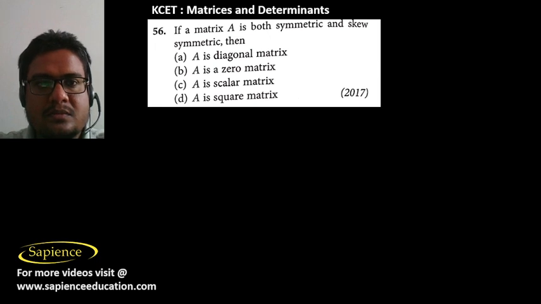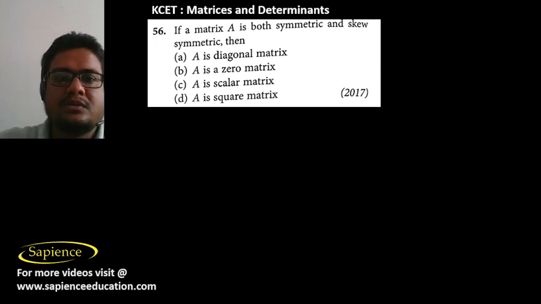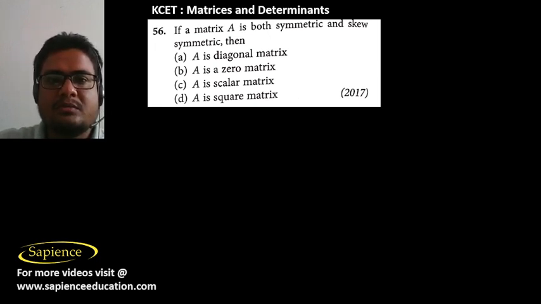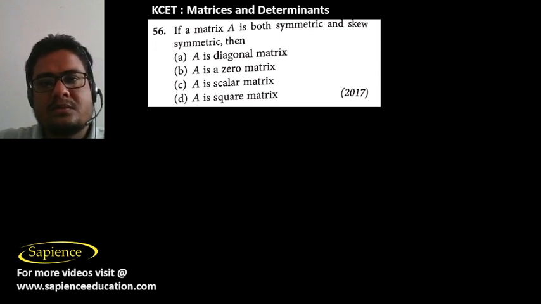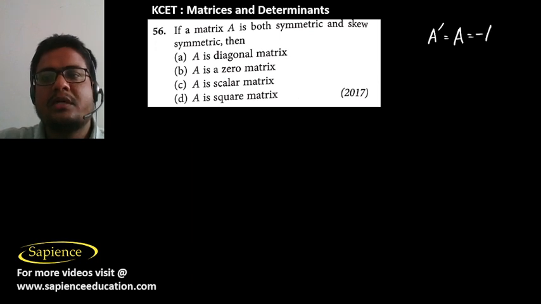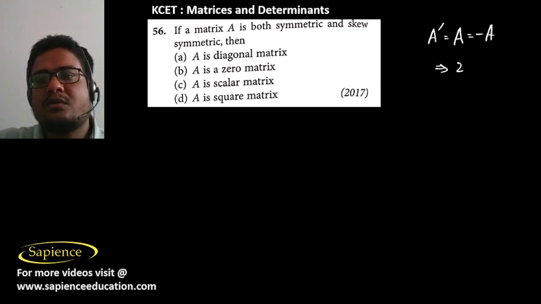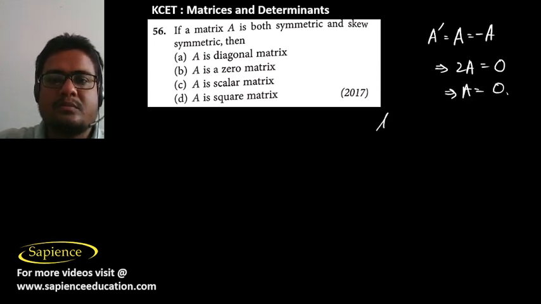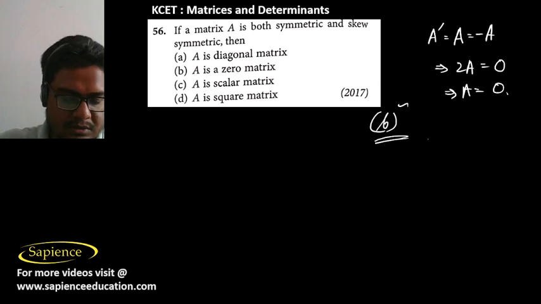So then in question number 56, it is told if a matrix A is both symmetric and skew symmetric, then A is what? A matrix A is both symmetric and skew symmetric. It means A transpose is equal to A, which is also equal to minus A. It means that 2A is equal to the 0 matrix. So A should be the 0 matrix. Option B is the correct answer.